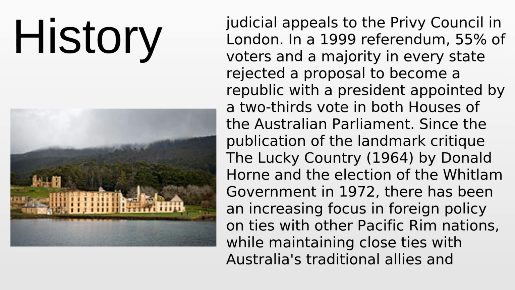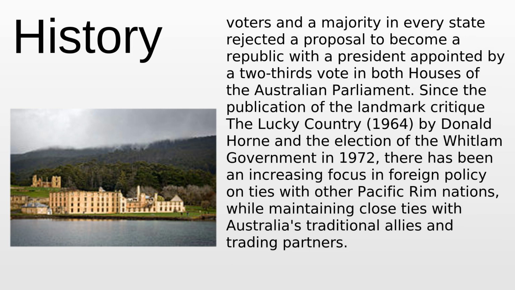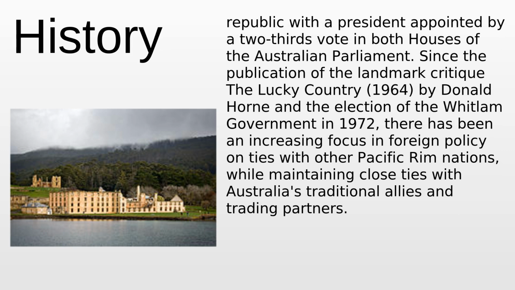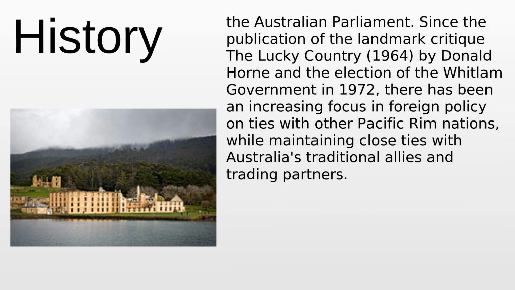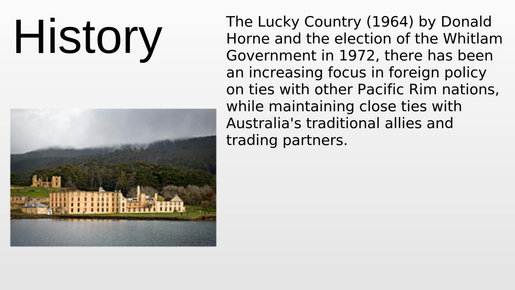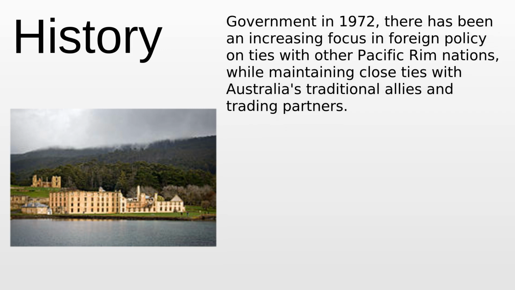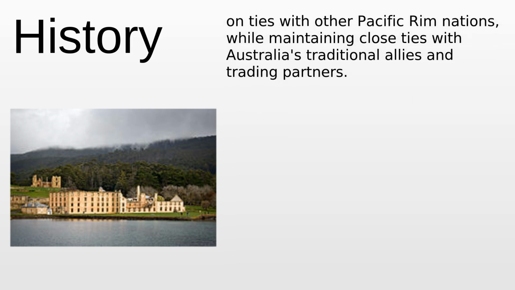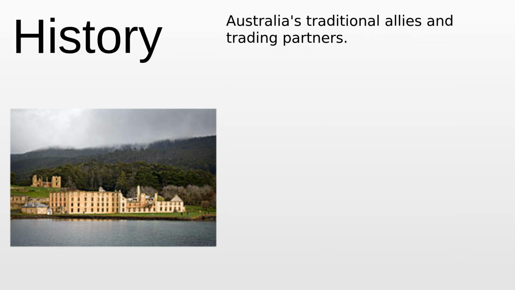In a 1999 referendum, 55% of voters and a majority in every state rejected a proposal to become a republic with the president appointed by a two-thirds vote in both houses of the Australian Parliament. Since the publication of the landmark critique The Lucky Country, 1964, by Donald Horne and the election of the Whitlam government in 1972, there has been an increasing focus in foreign policy on ties with other Pacific Rim nations, while maintaining close ties with Australia's traditional allies and trading partners.